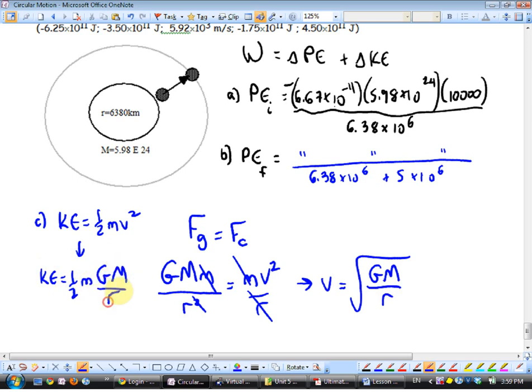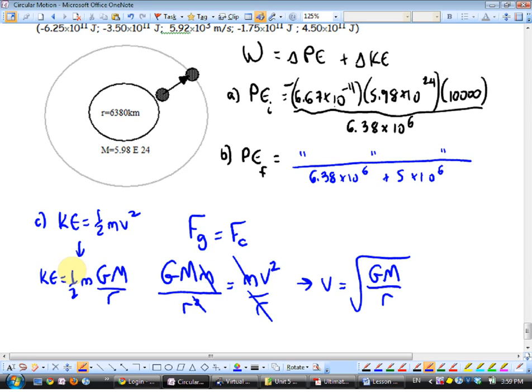In fact, big G, big M, little m over R, if there was a negative there, that would be half the potential energy, but negative. We said you don't have to memorize this, but for what it's worth, if you're wanting to know how these are all interrelated, as it turns out, the kinetic energy of a satellite is the same as its potential energy divided by 2, but positive. Just is, because they're so related together.